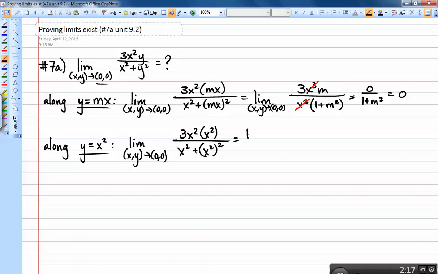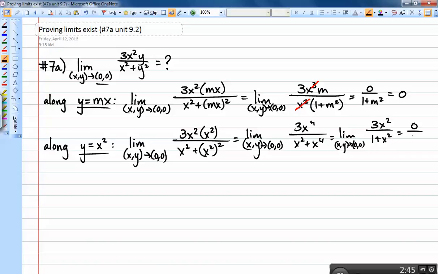So if I simplify this a little bit, then we get 3x to the fourth over x squared plus x to the fourth, which I can then simplify a little bit more. Limit as (x,y) goes to 0, 0. Let's see, that'll be 3x squared over 1 plus x squared. And then I can plug in the zeros now, and I get 0 over 1, which is 0. Did I do that right? Yeah, I think so. Yeah, that's right.